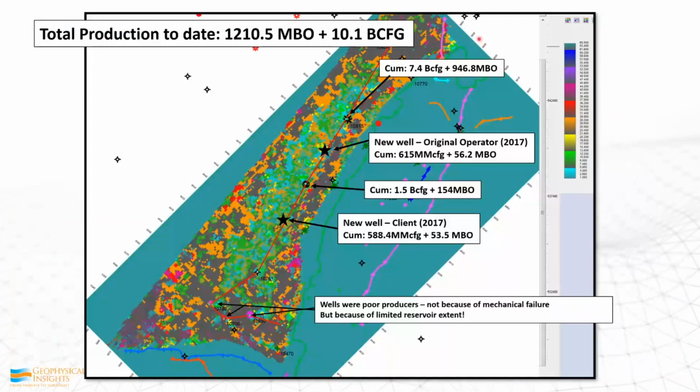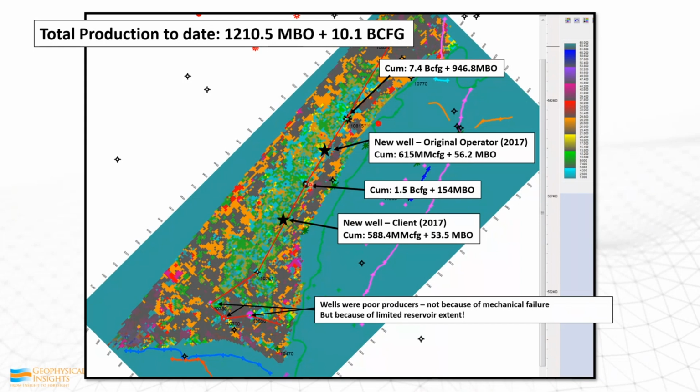And to bring you up to date, since that well was drilled, the original operator didn't like us drilling so close to their production unit. So they stepped out on the other side of that little insides cut, although they didn't realize it was there, and built a new well in 2017. And that well so far has a cum of 615 million cubic feet of gas and 56,000 barrels of oil.